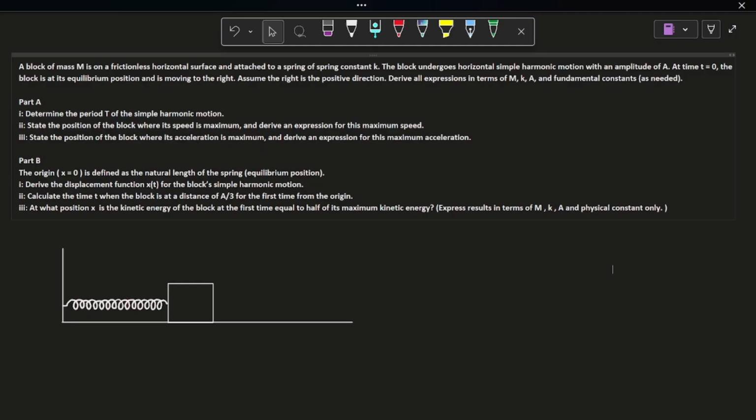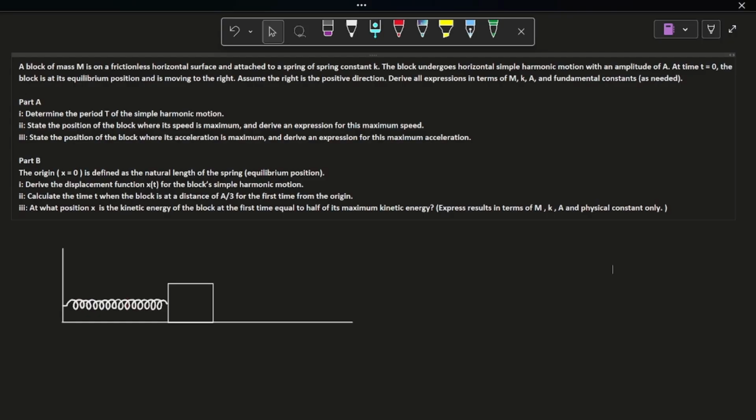2. State the position of the block where its speed is maximum and derive an expression for this maximum speed. 3. State the position of the block where its acceleration is maximum and derive an expression for this maximum acceleration.